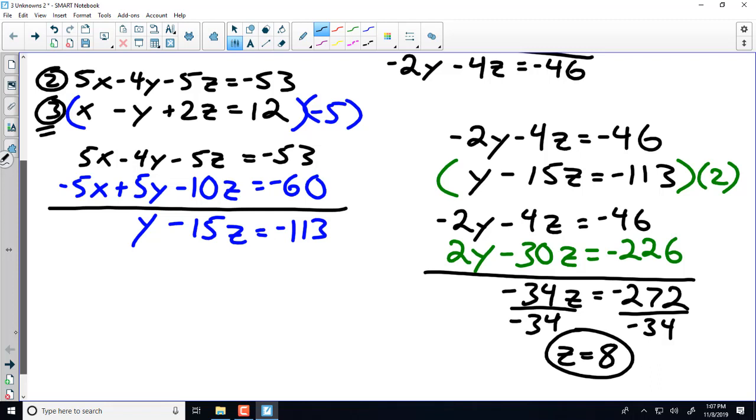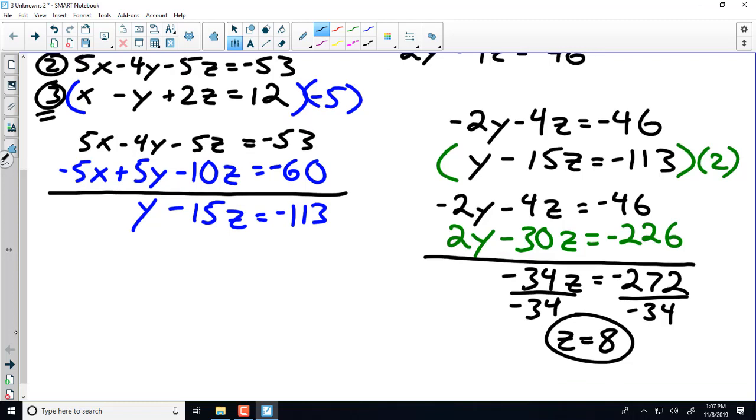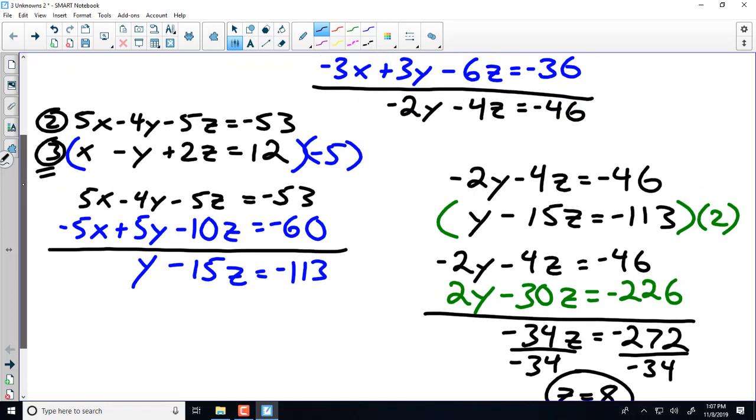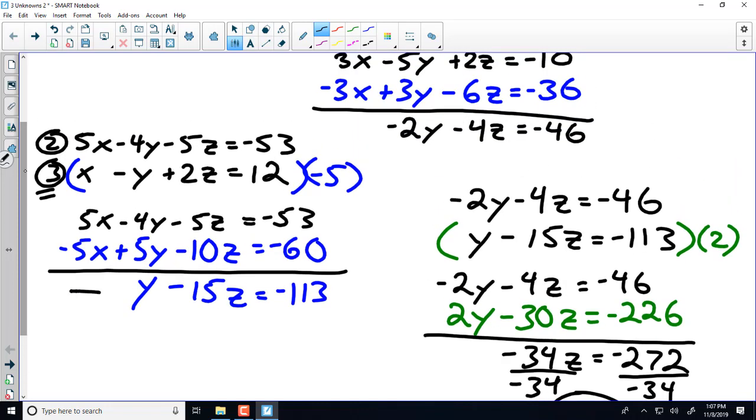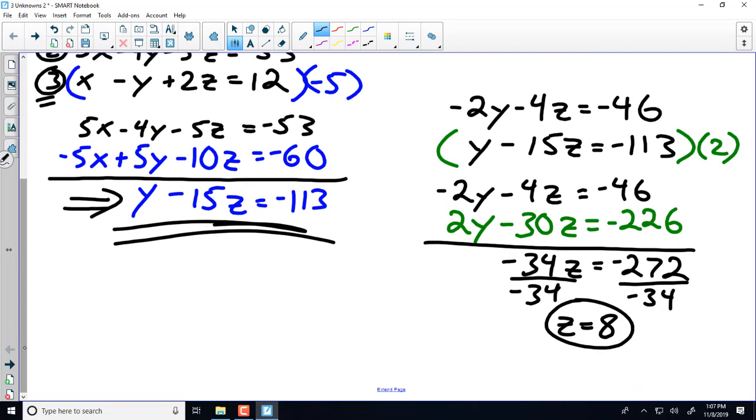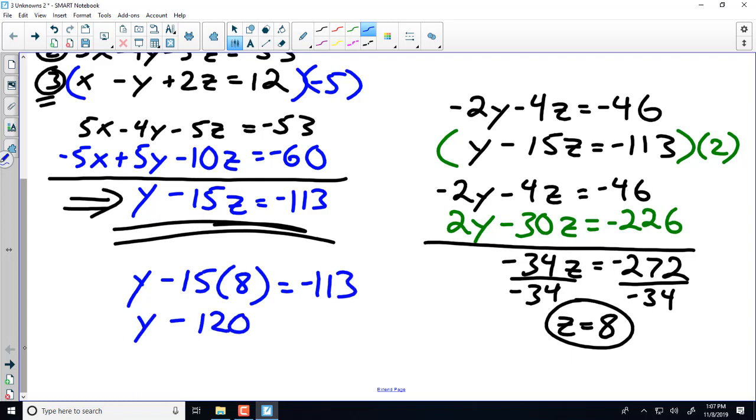Because now you take that z equals 8 and you plug it back into any equation you have that has both y and z in it. So here's an equation right here that has both y and z in it, this equation right here. So I'm going to plug my z equals 8 into that. y minus 15 times 8 equals negative 113, y minus 120 equals negative 113. Add 120 to both sides, and you will get y equals 7.